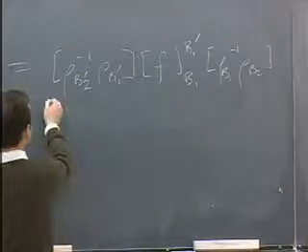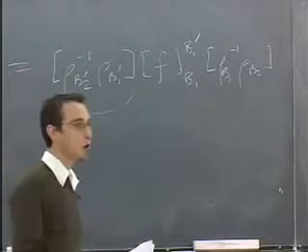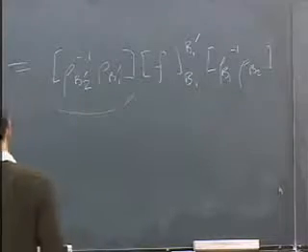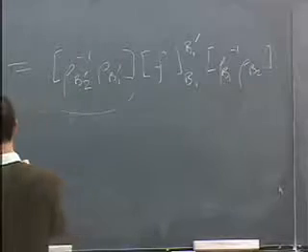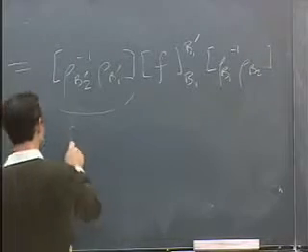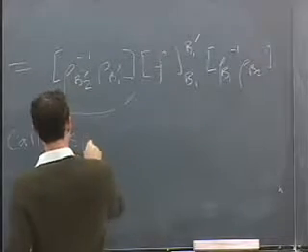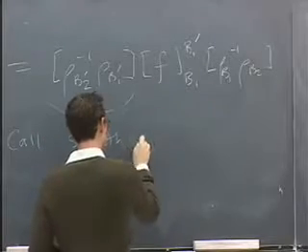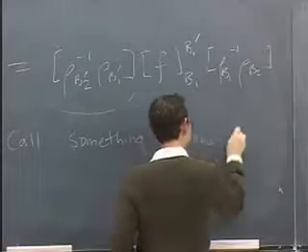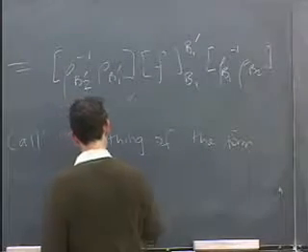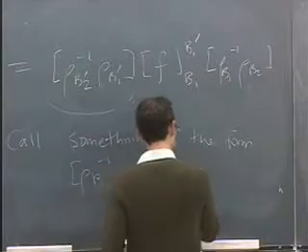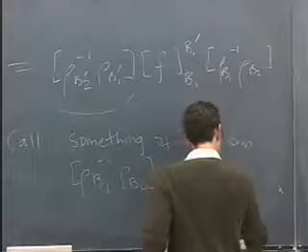So things that look like this, it makes sense to call change of basis matrices. So let's just give it that moniker. So call something of the form rho B1 inverse rho B2 the change of basis matrix.